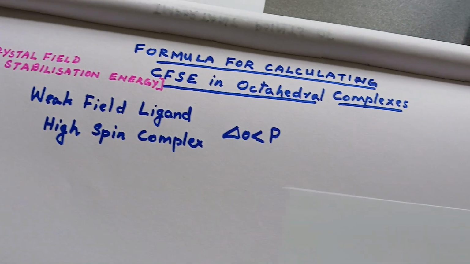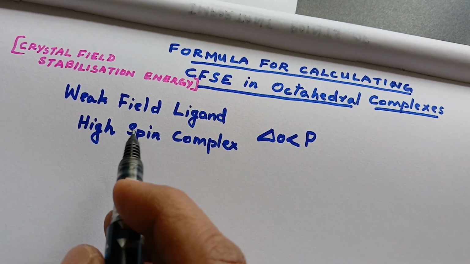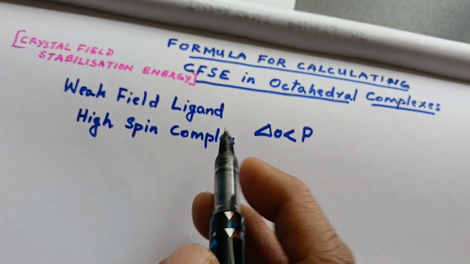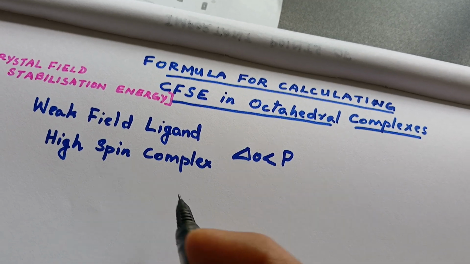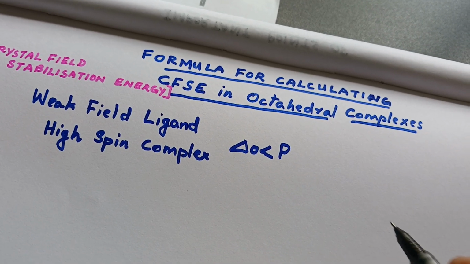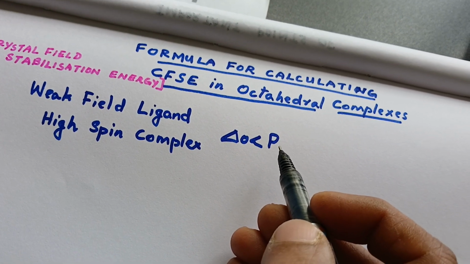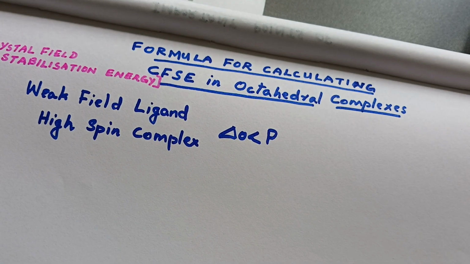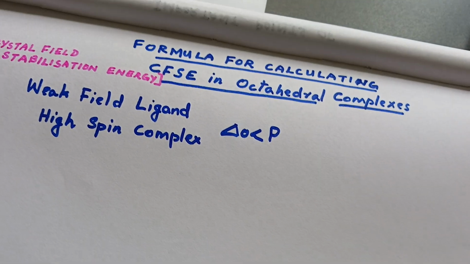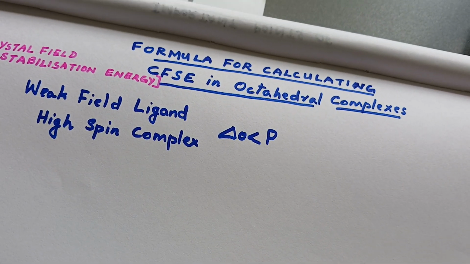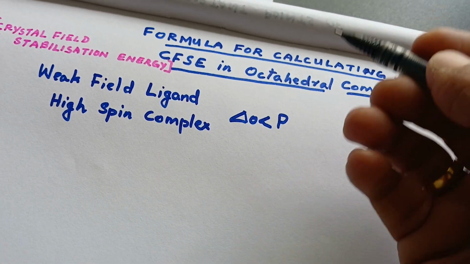Now we have to calculate the CFSE or crystal field stabilization energy for a weak field ligand, that is a high spin complex, with too many unpaired electrons in it. That is, delta O is less than the pairing energy. Pairing energy is too much. Too much energy has to be put in order to pair up the electrons. And delta O is such that the electron can go from one level to the other.